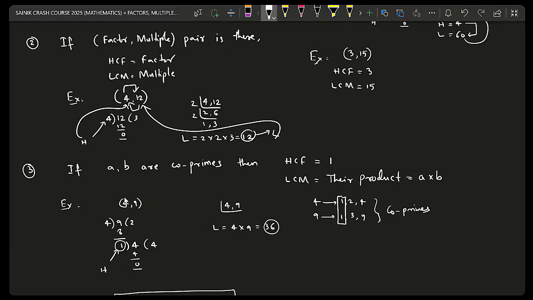So whenever the given question contains co-primes like this, what is their HCF always? 1. What is their LCM always? A into B, their product, because we took A and B here. So we took the example 4 and 9, and HCF we got 1, and LCM we got 36. Where does this 36 come from? It is their product, right? I hope you understood this property.